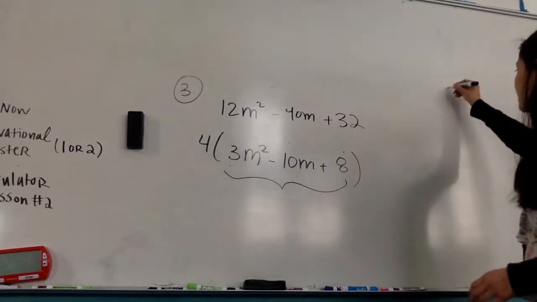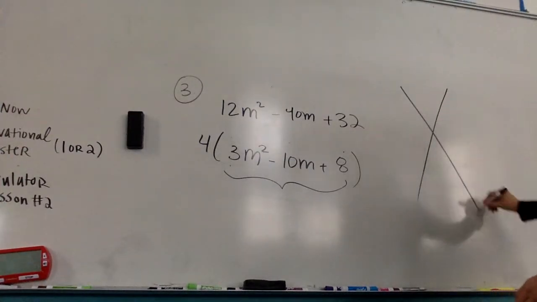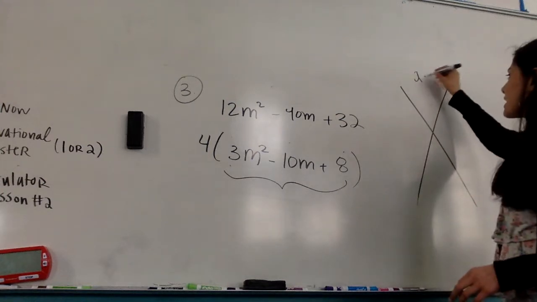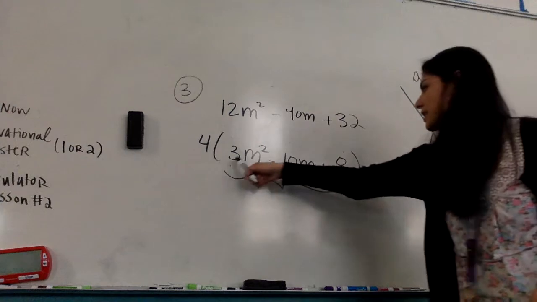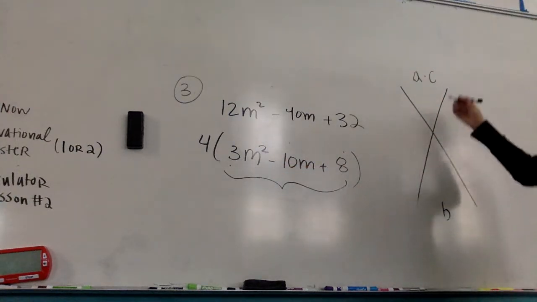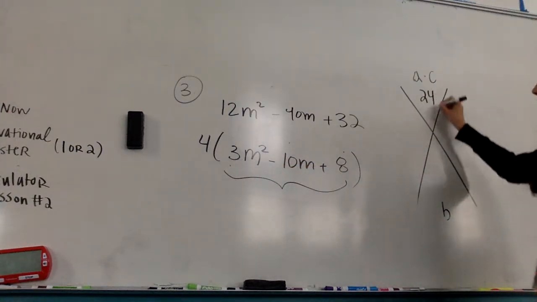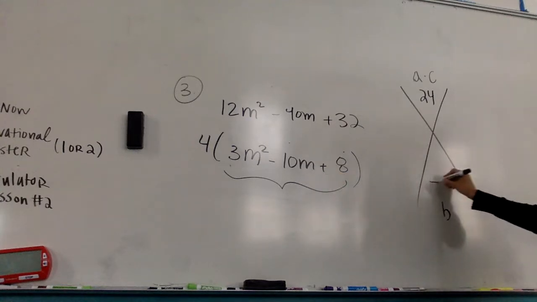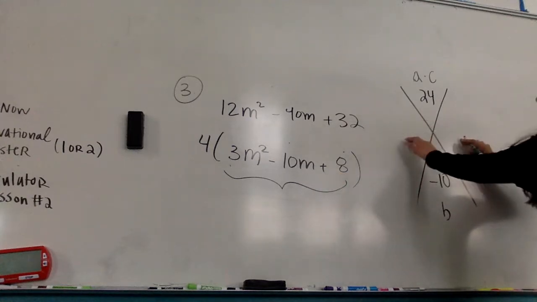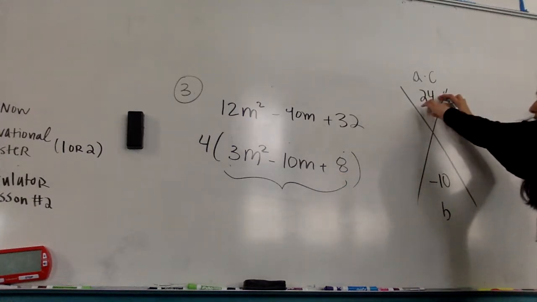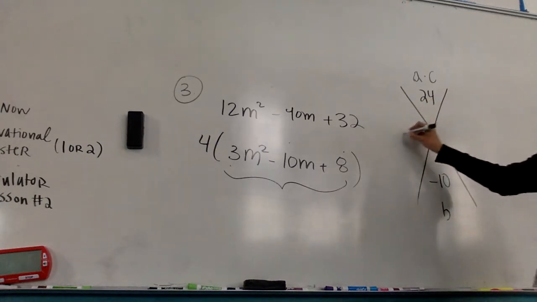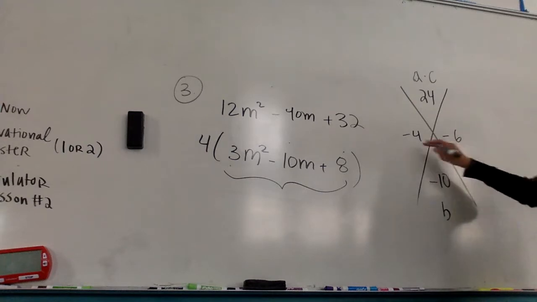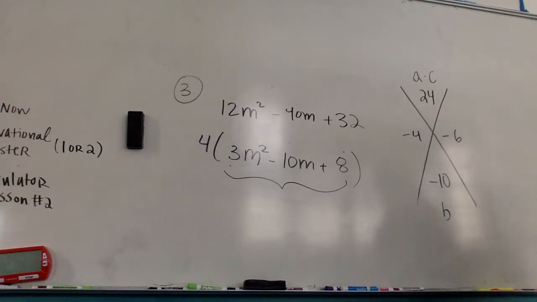All right. Modified diamond method is when the A term is not 1, it's A times C on top and B at the bottom. So this is 3 times 8, which will be 24. And then my B is negative 10. So two numbers that multiply to give me 24 and add to give me negative 10. Immediately I could think of negative 4 and negative 6. They multiply to give you positive 24, they add to give you negative 10.